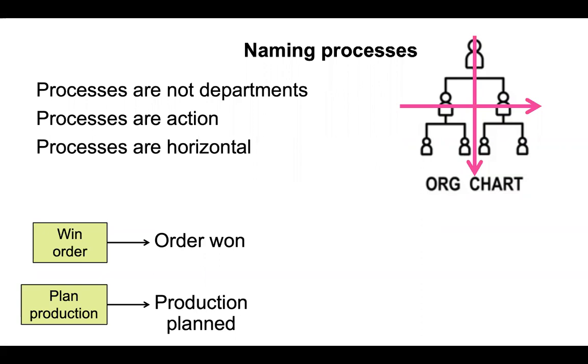So again, about the name of the processes, as I said, by reversing the name, we get the main output. I like to put in the name something that we can count. So how many orders were won?